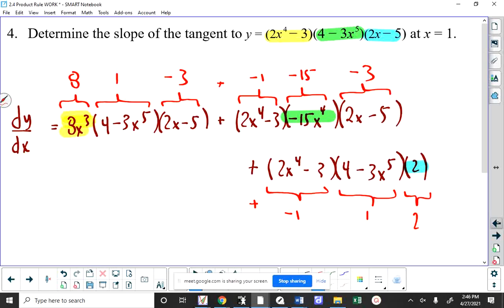So this product is -24. This product is -45. This product is -2. These are all multiplied, right? -71. The slope of the tangent to this function at x equals 1 is -71.